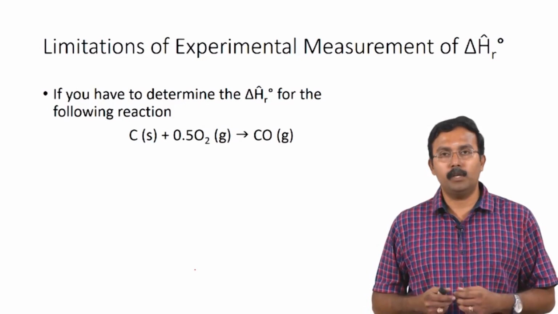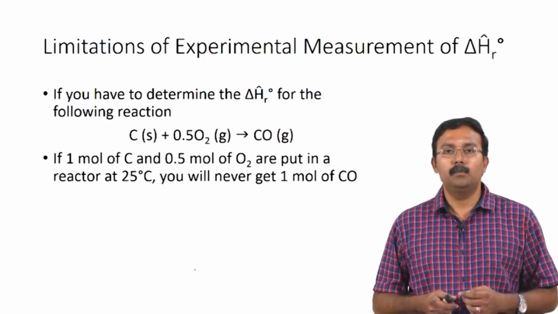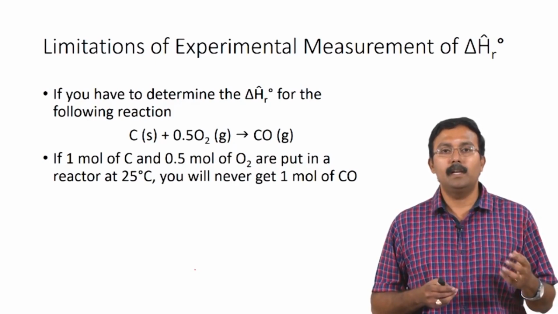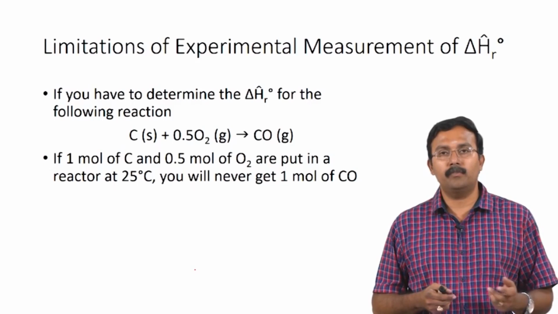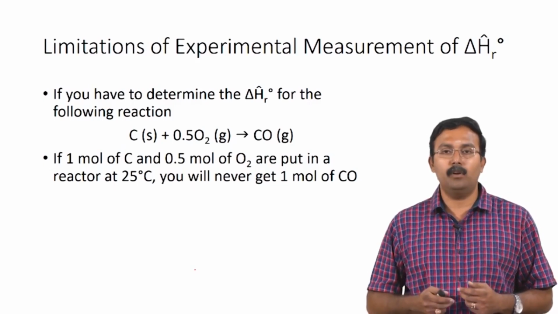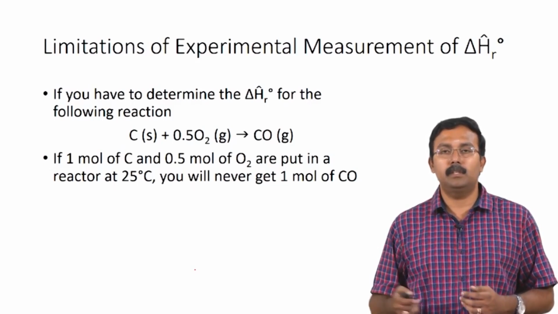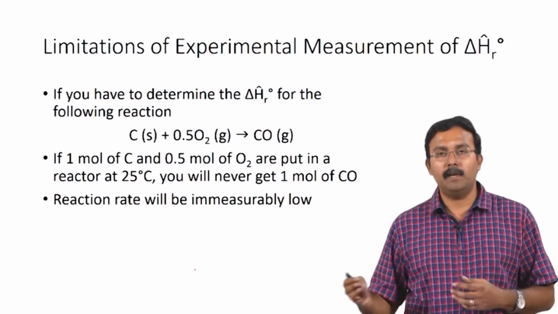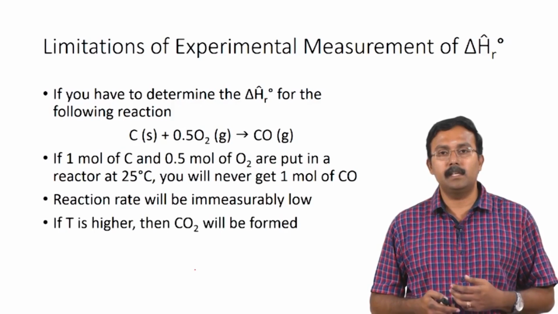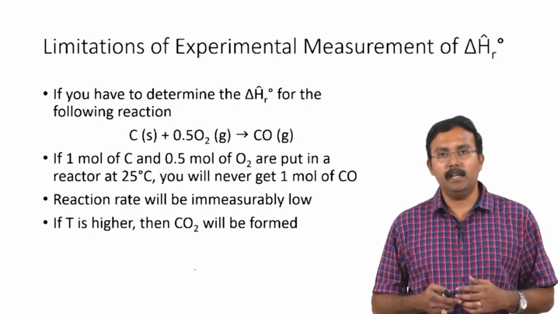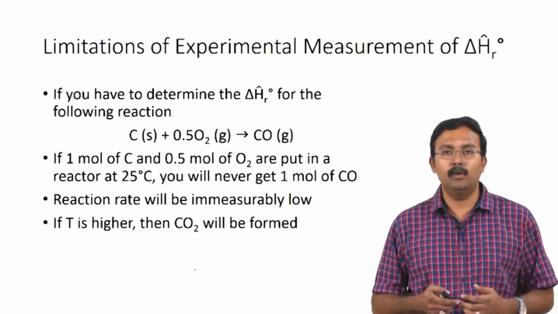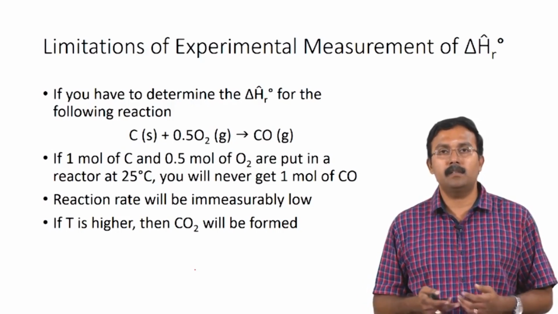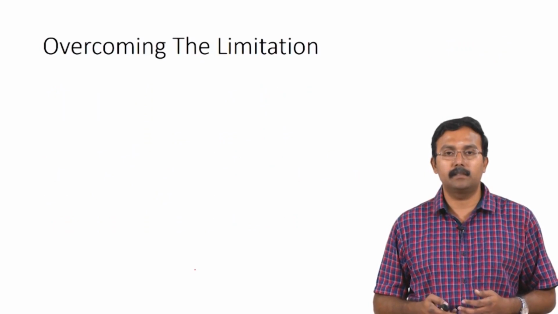it would be near impossible to perform this reaction without having any side reactions, because you will never be able to get 1 mole of carbon to react only with half a mole of oxygen to produce 1 mole of carbon monoxide. There will always be carbon dioxide formed if the temperature is increased. If temperature is very low, the reaction rate will be too low, and we would not be able to measure any change in temperature that can be used for measuring the heat of reaction.